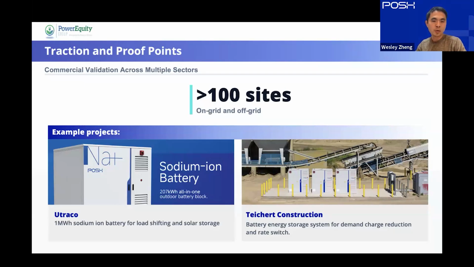As I mentioned, we have a megawatt-hour sodium-ion battery project in Singapore, and we recently just did a 600 kilowatt-hour battery project for a big construction company in California.